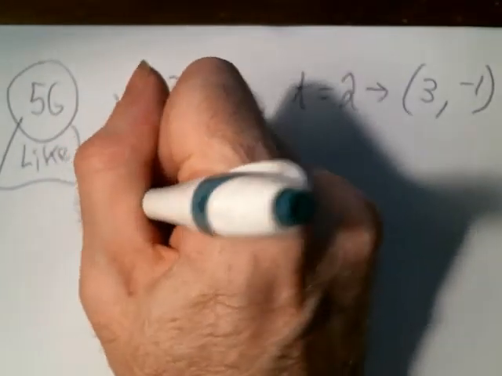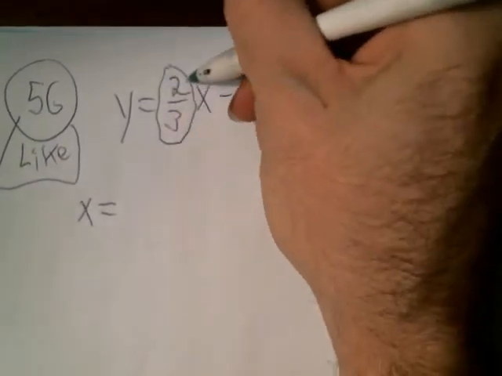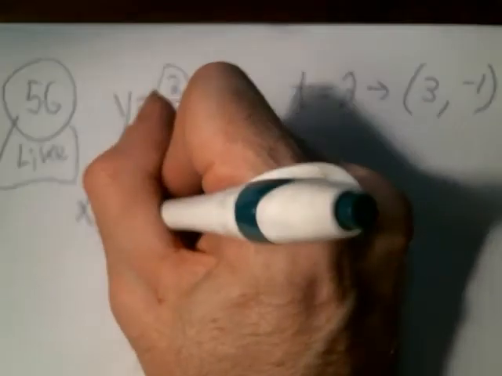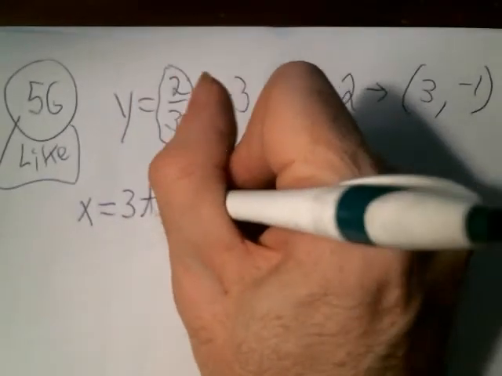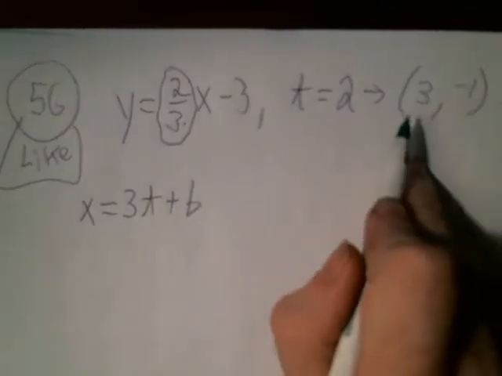For x, I said I want my slope to be from here. So this is y slope over x slope. Okay, so the x slope is down here, so it'd be 3 times t plus some unknown b value. To get the b value, I use this point, right?